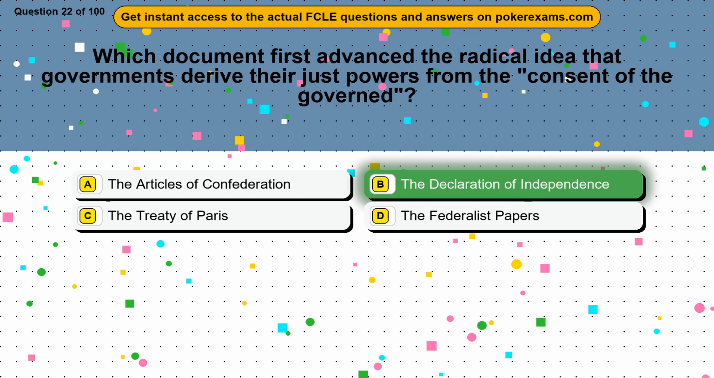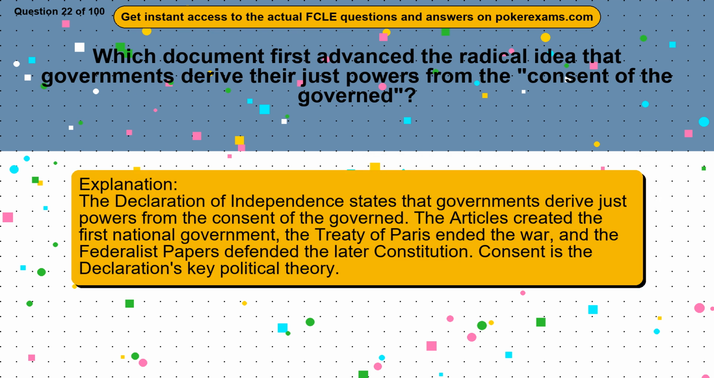The correct answer is option B, the Declaration of Independence. The Declaration of Independence states that governments derive just powers from the consent of the governed. The Articles created the first national government, the Treaty of Paris ended the war, and the Federalist Papers defended the later Constitution. Consent is the Declaration's key political theory.